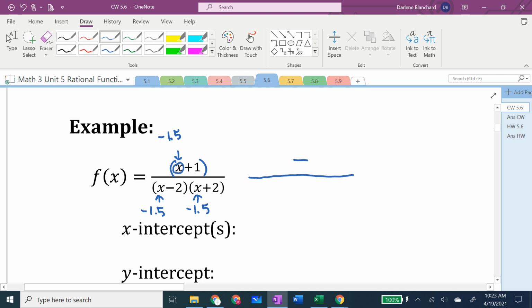X minus 2, if I plug in negative 1.5, is that positive or negative? Negative 1.5 minus 2, not the number, just positive or negative? Negative. Times. And then, what about this last one? Negative 1.5 plus 2, positive or negative? That's all. Positive.